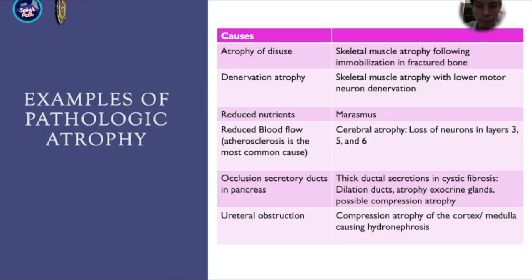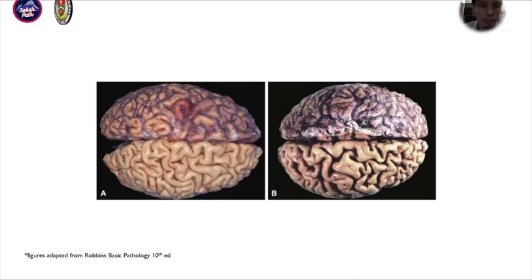Atrophy can also be due to compression atrophy. Atrophy can also occur in urethral obstruction, where there is compression atrophy at the cortex and medulla, causing hydronephrosis. So an example of atrophy is brain atrophy.